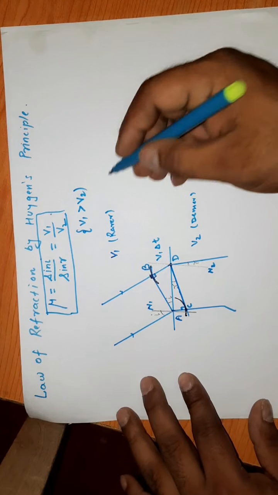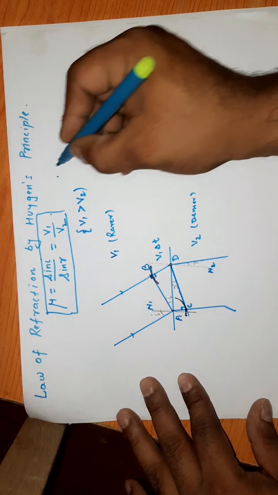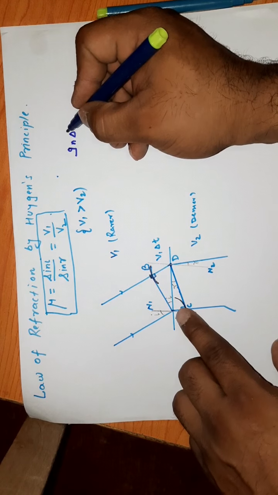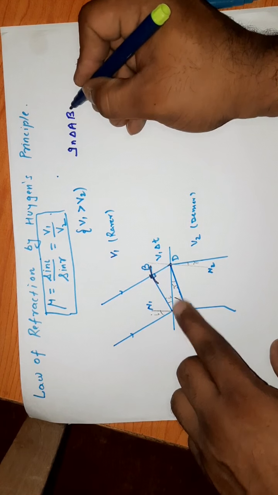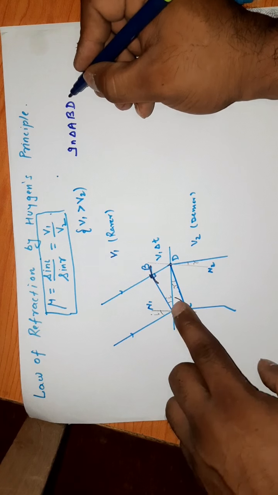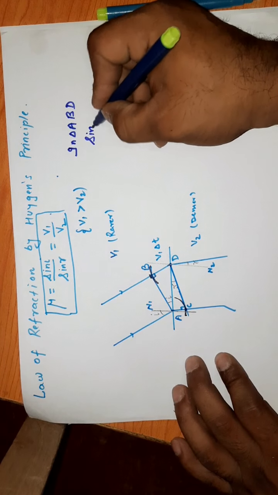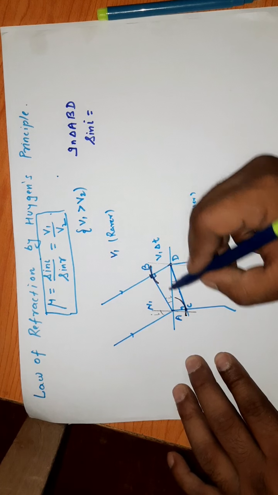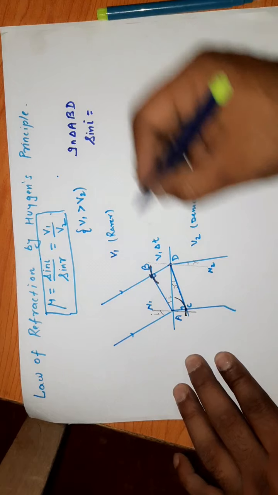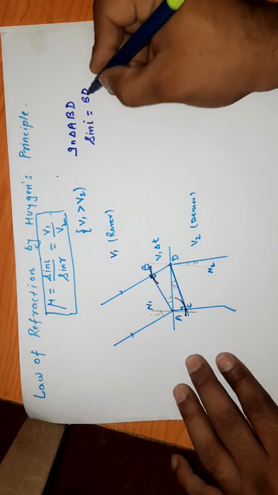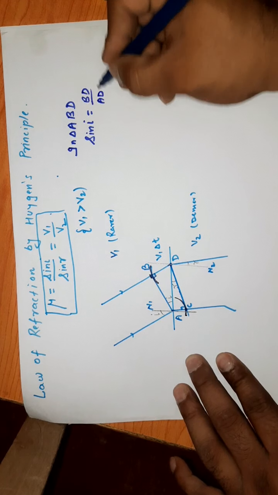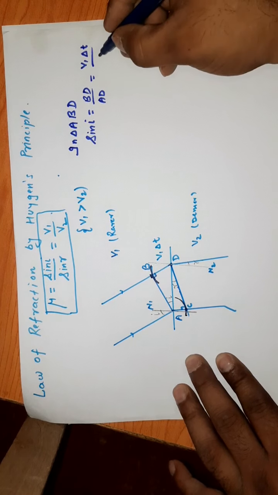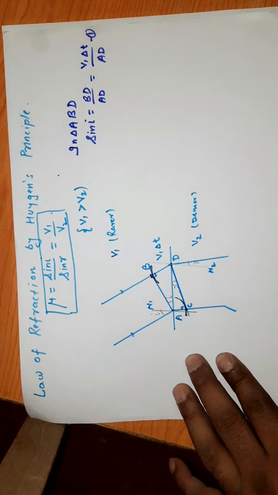Now we can derive it. For derivation, we will consider two triangles. The first triangle is ABD. We will use sine of the angle of incidence. Sine theta is perpendicular upon hypotenuse. So what is the perpendicular here? BD. And what is the hypotenuse here? AD. And BD is V1 delta T. So sine I is equal to V1 delta T upon AD. This is the first equation I will write.